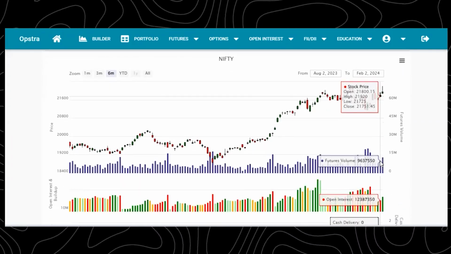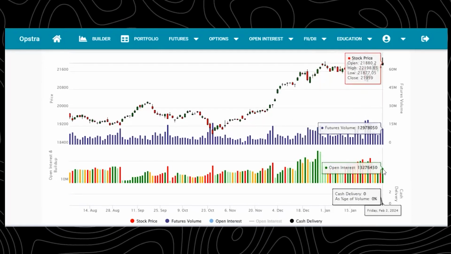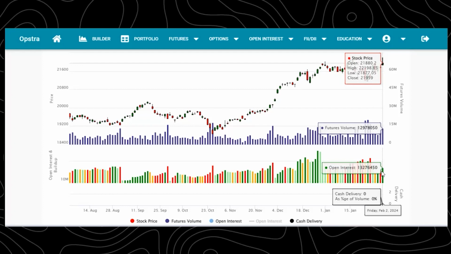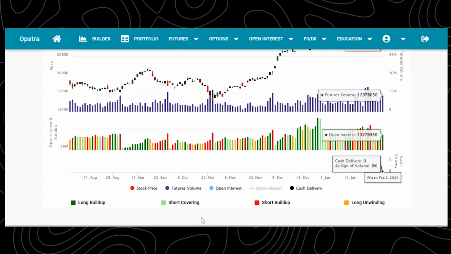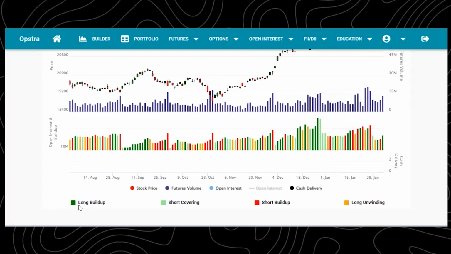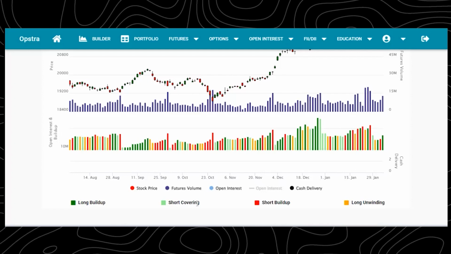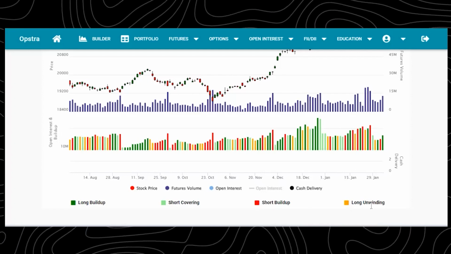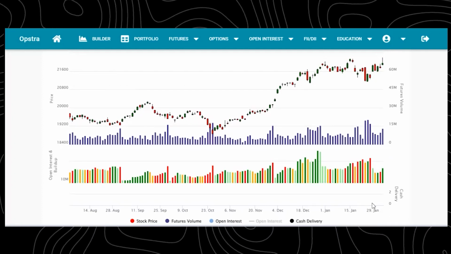But when I look at the open interest, here it says that a long buildup has been created. How can I know a long buildup has been created? With the help of the color codes. On the lower side, when there is a green bar, long buildup is happening. This is short covering. This is short buildup and long unwinding. It gives me very interesting information about it.